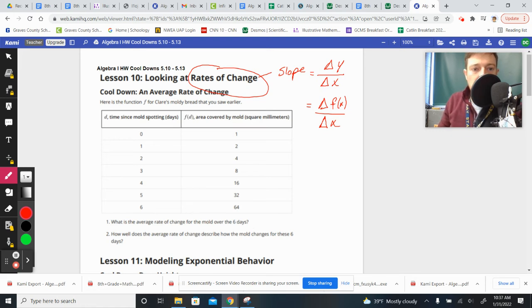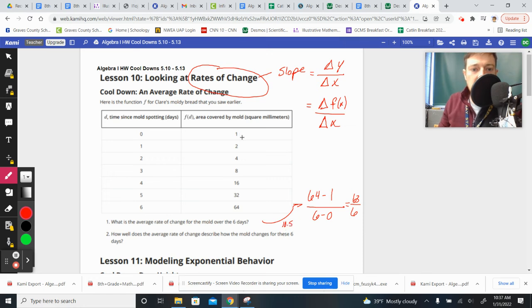All right, so we want to know the change in the x is just simple. It's 6 minus 0. So your denominator for this one would be just 6 take away 0, which is 6. Your numerator is the change in your output, the change in your f of d over these 6 days, which is 64 minus 1. So our setup for this average rate of change would be how much did it change over those 6 days? And this one would be 63 divided by 6, which 6 goes into that 10 times with 3 left over. So this would just be 10 and a half. So we would get 10.5.